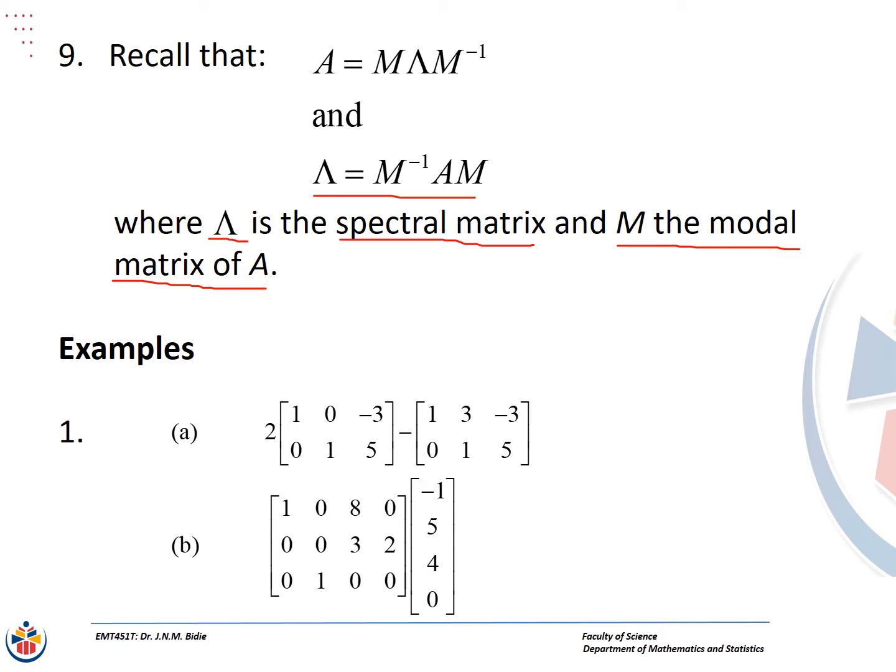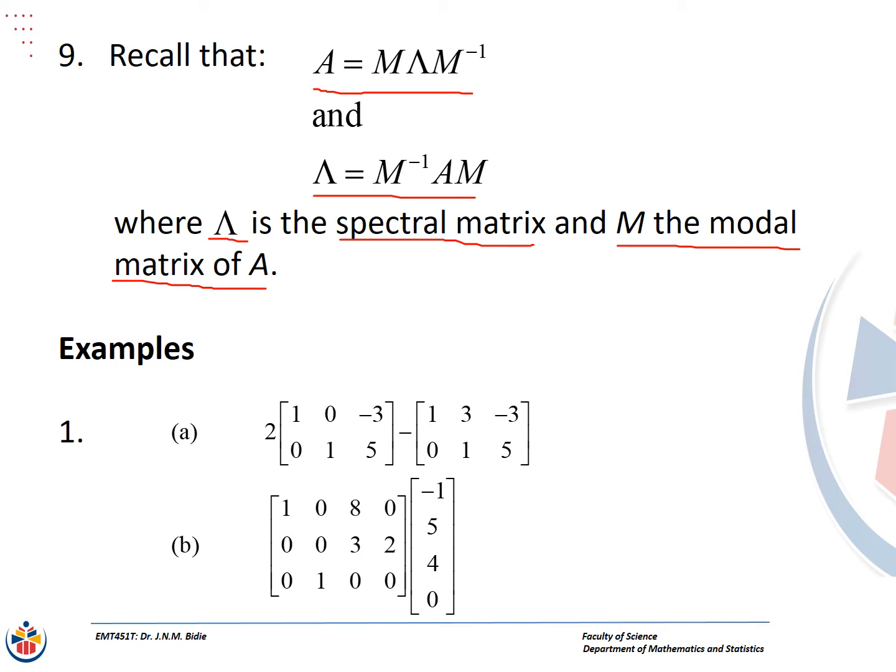But in other cases, you may be given the spectral matrix and the modal matrix, or you may just be given eigenvalues and the corresponding eigenvectors of a particular matrix, with matrix A not given, and you are asked to find matrix A. Then you use the first formula. A will be equal to M multiplied by the spectral matrix multiplied by M inverse.